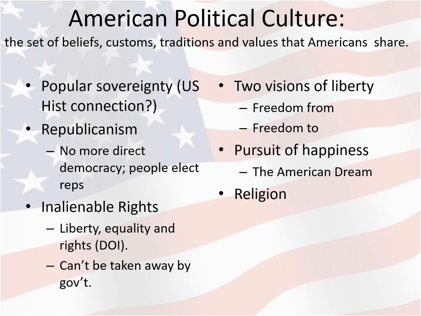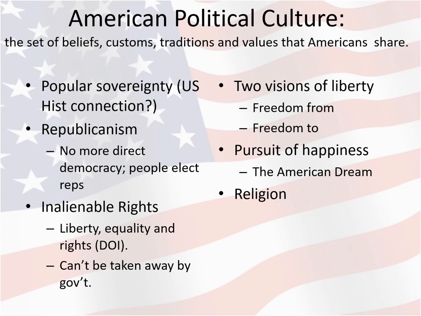Like I mentioned earlier, those inalienable rights or Locke's natural rights of man, things that cannot be taken away by the government. Then we also have two visions of liberty. You've got freedom from the government, so the government cannot interfere with your right to do something. But then you also have freedom to pursue your dreams. So the government cannot take your property, and you do have the opportunity to obtain property. And of course, the pursuit of happiness. I'm sure you've heard that before. And pursuing the American dream.